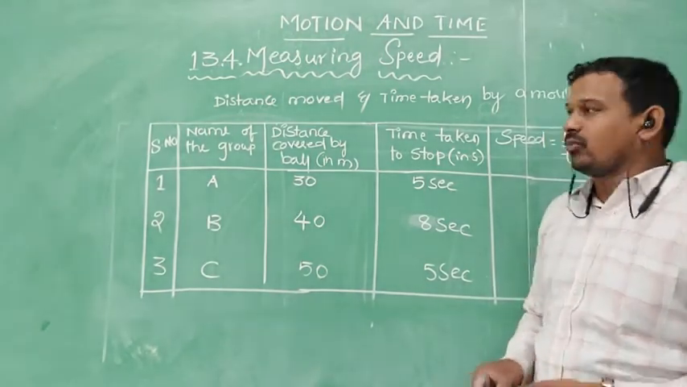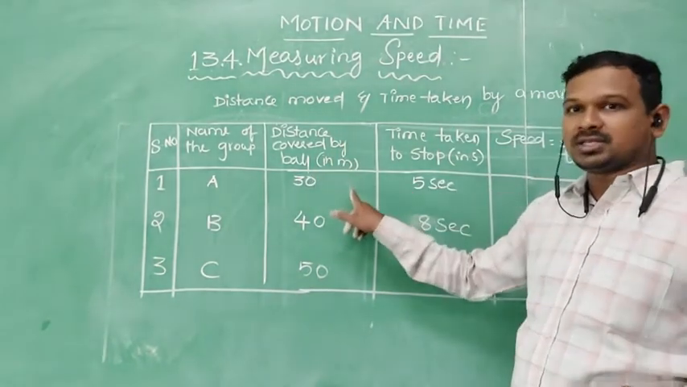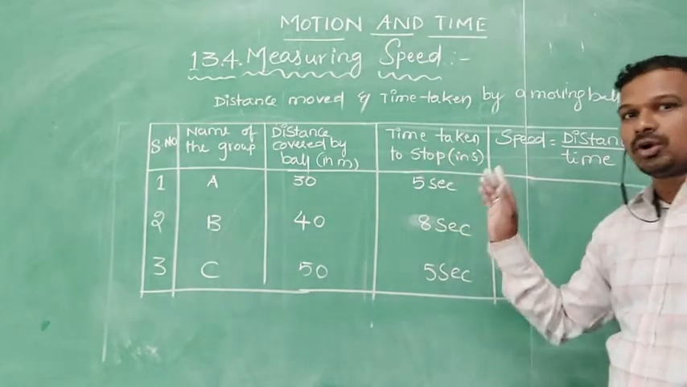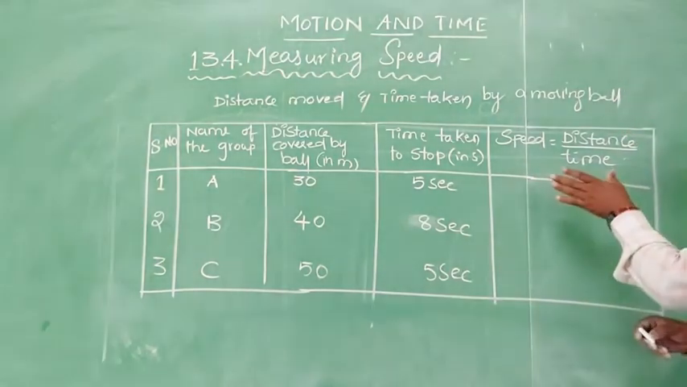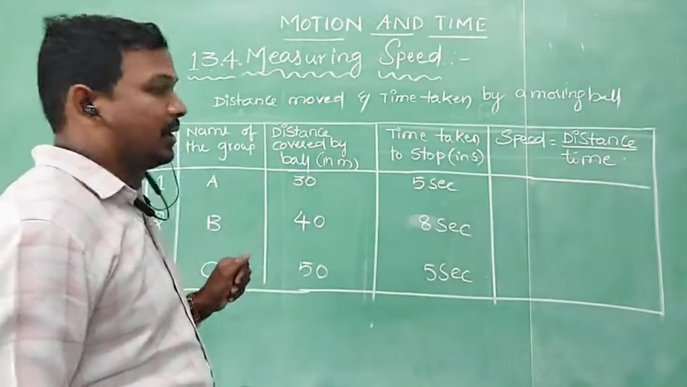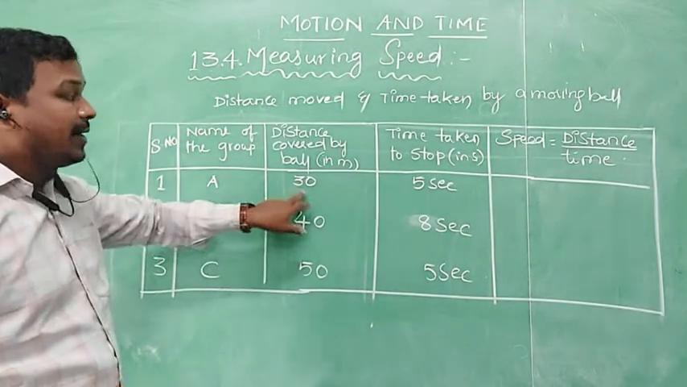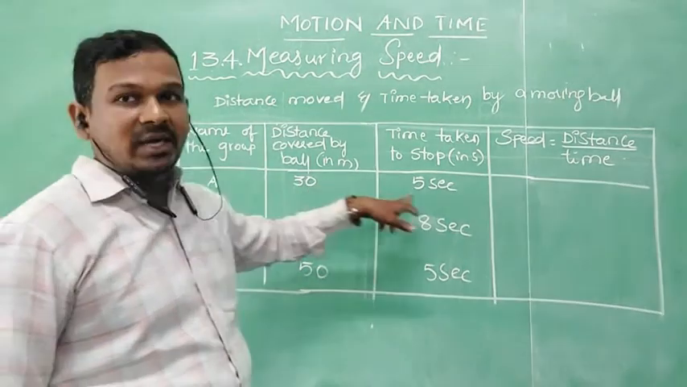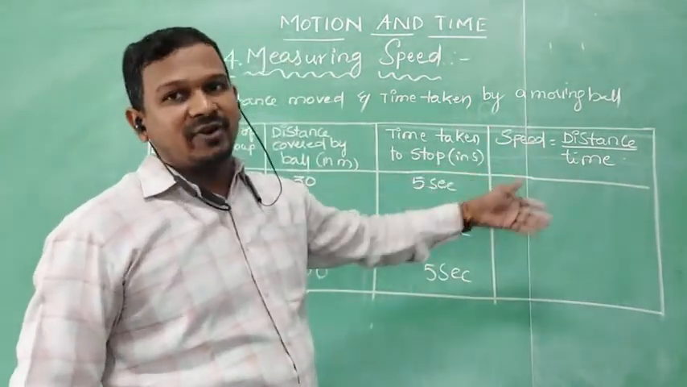Here in the table, what do we have? Name of the group, distance covered by the ball in meters, and time taken to stop, meaning where the ball stops, in seconds. And then last, we have the formula: speed is equal to distance by time. Now for the case of Group 1 or Group A, the ball which is thrown travels 30 meters. For that it takes 5 seconds of time. Now what is the speed for that?